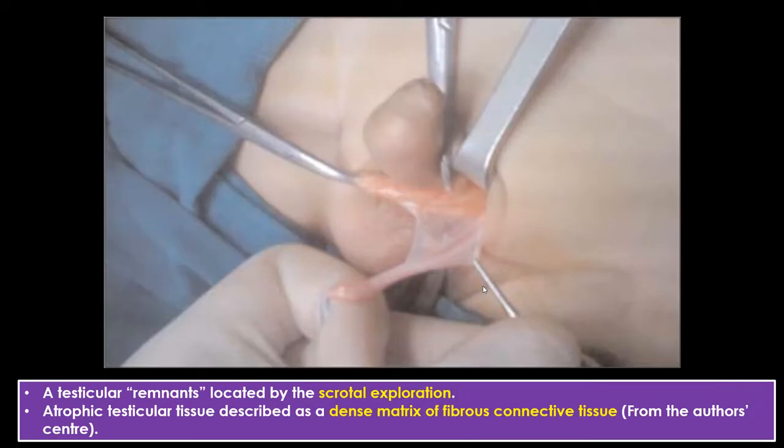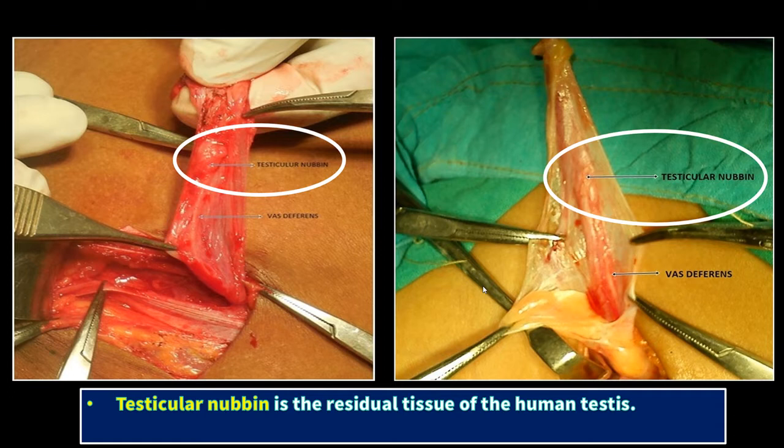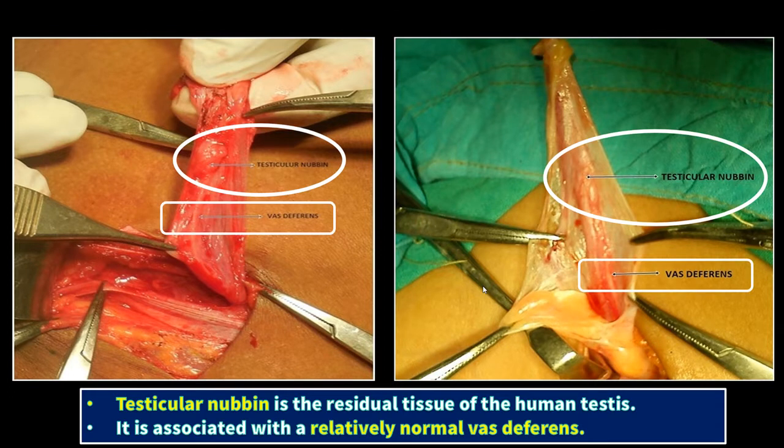This photo shows testicular remnants located by the scrotal exploration. Atrophic testicular tissue is described as a dense matrix of fibrous connective tissue. Testicular nubbin is the residual tissue of the human testis. It is associated with a relatively normal vas deferens.